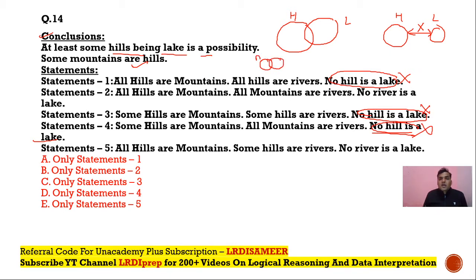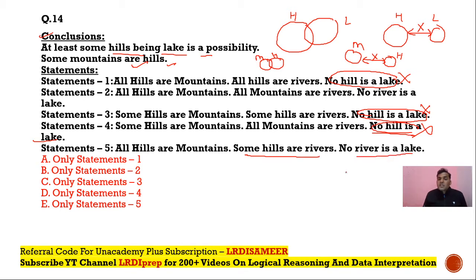That means all the statements saying no mountain is a hill will be eliminated, right? So any statement saying no mountain is a hill, some mountains are hill here. Okay, here it is mentioned that some hills are rivers, and no river is a lake.